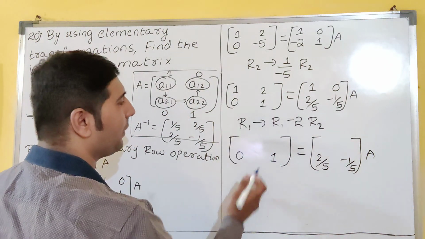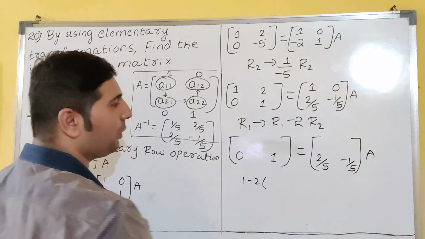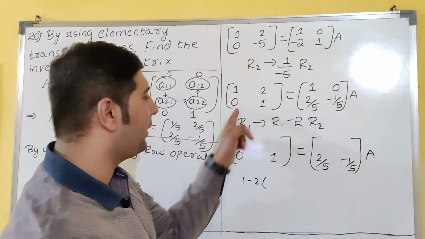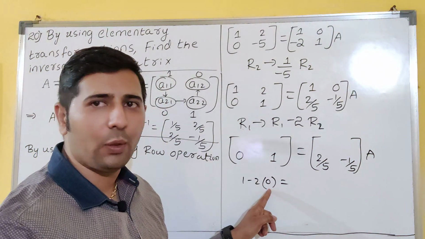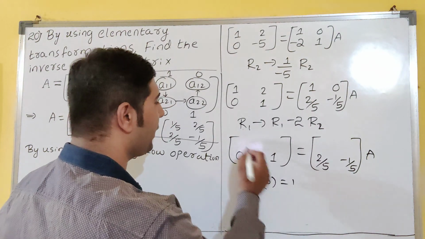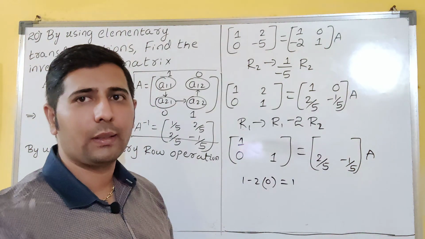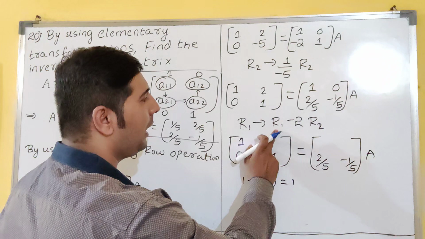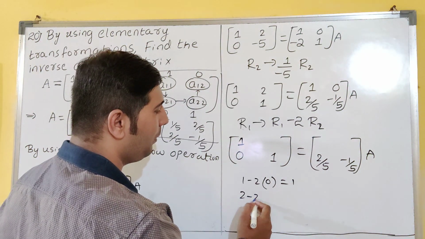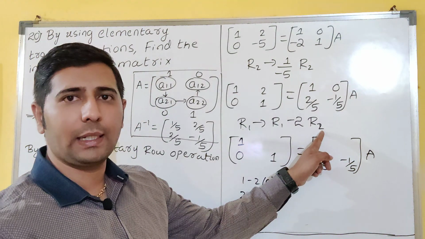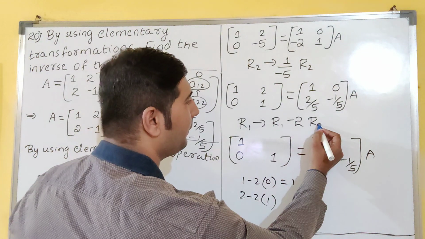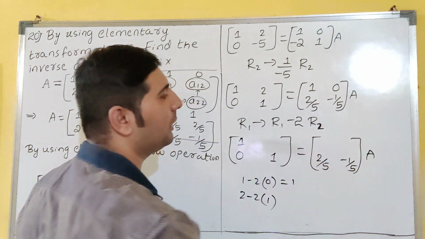So R1 is how much? 1 minus 2 into R2, and R2 is 0. So 2 into 0 is 0, and 1 minus 0 is 1, dear students. I can write here 1. Clear? So next, R1 is how much? 2 minus 2 into R2, and R2 is 1. This is R2, don't get confused. Clear?